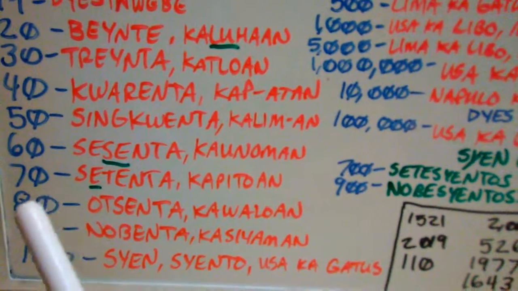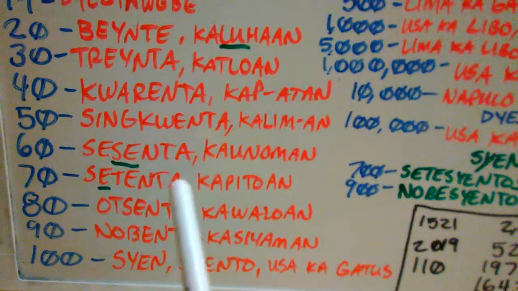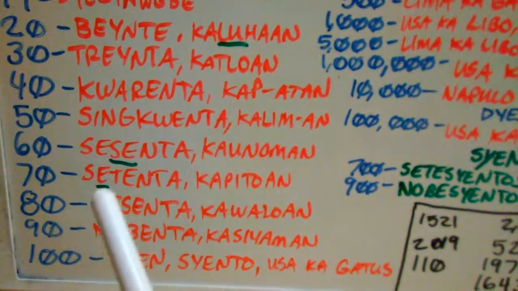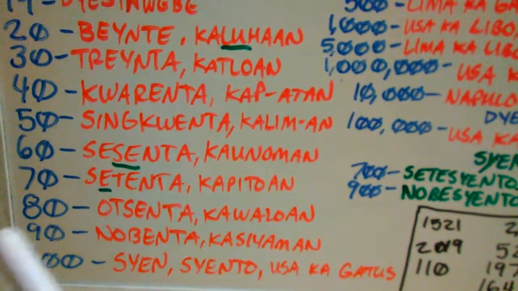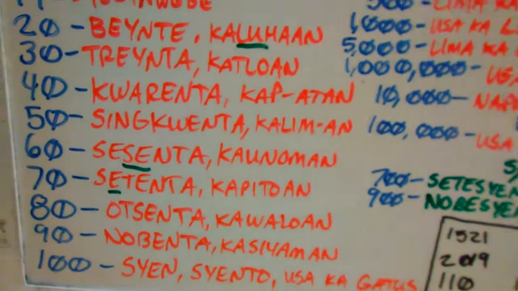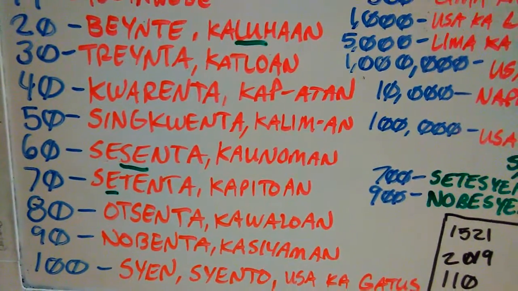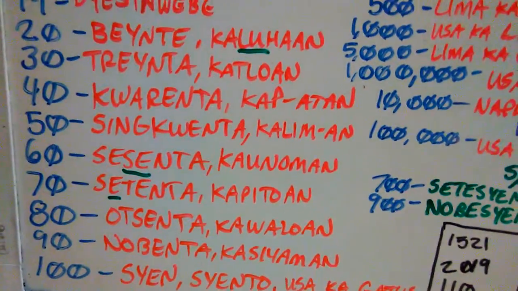The same thing with 70, setenta, not sietenta, okay? It's setenta. No need to add an extra vowel. That's something I just want to point out, and it's all because of historical reasons with the Latin language when Spanish evolved from Latin.